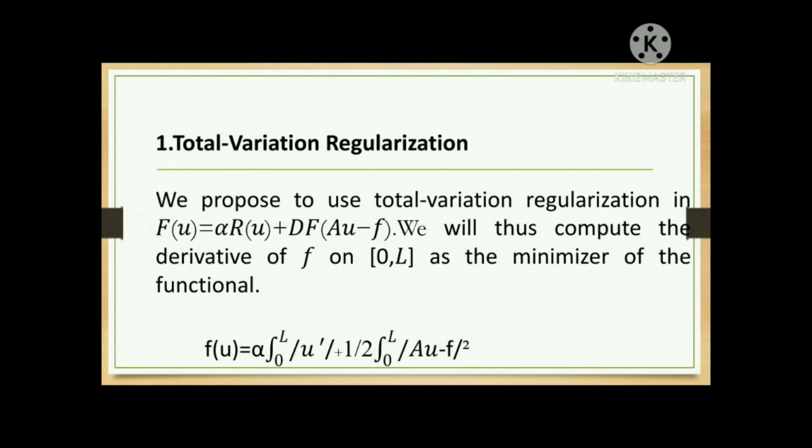We will thus compute the derivative of F on [0, L] as the minimizer of the functional, which we can denote as F(u) equals alpha times the integral from 0 to L of the absolute value of u prime, plus 1 half the integral from 0 to L of the absolute value of Au minus f, squared.